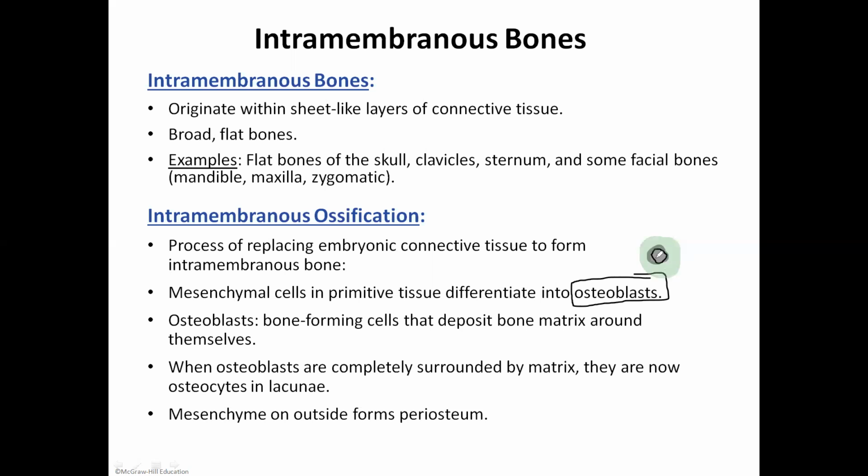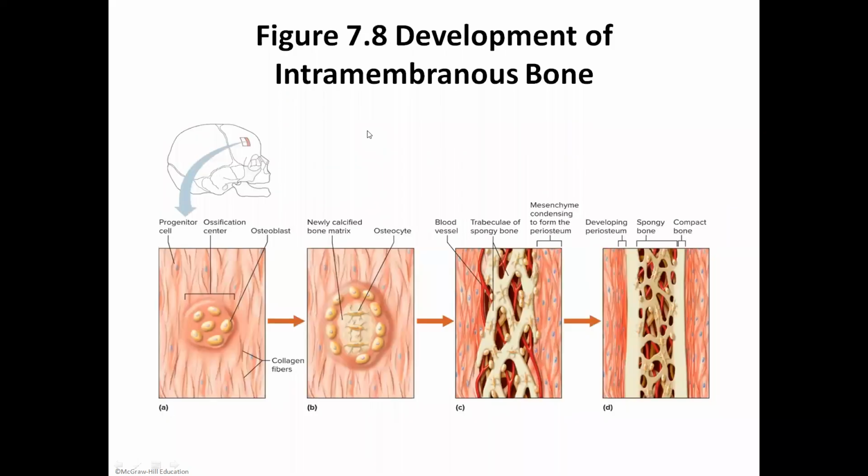And when they are now completely surrounded by this matrix, again, they now are going to do their final conversion to osteocytes. They finally mature into these osteocytes, which are the normal mature bone cells. And remember that they lay in those chambers called the lacuna. And then what's going to happen is this mesenchyme that's on the outside of the cells actually starts to form what's called the periosteum, that outermost covering of the bone. And it starts to just sort of work its way in. So when you get to see these pictures, you can sort of see how this is going to form.